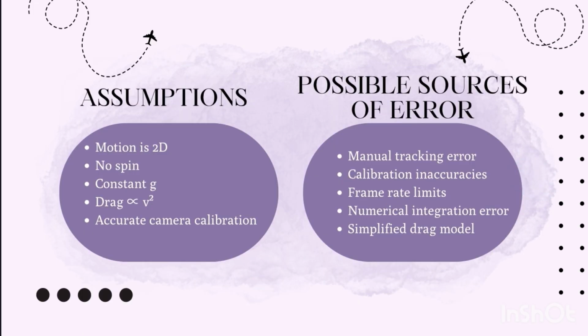However, we did make some assumptions: that the motion is 2D, there is no spin, we have a constant force of gravitational acceleration, drag is proportional to v squared, and the camera calibration is accurate. However, there could have been the following errors. The manual tracking introduces small human error. Calibration errors affect scaling. The Euler integration method introduces small numerical errors, though using a small time step reduces this.